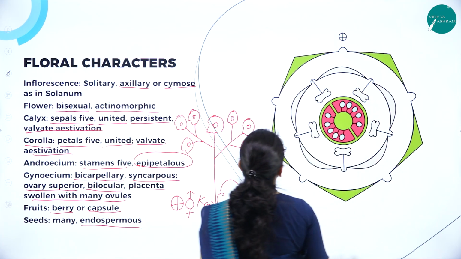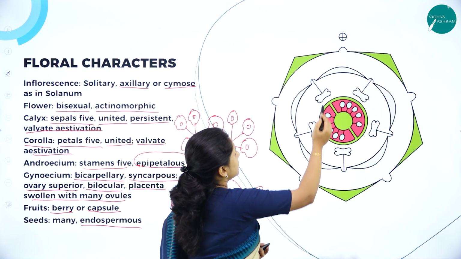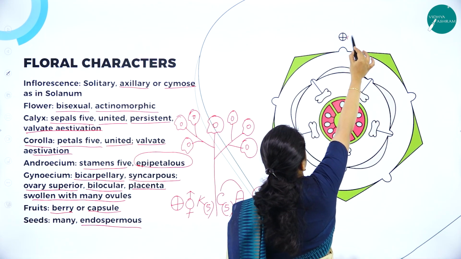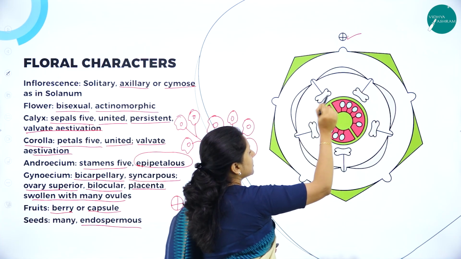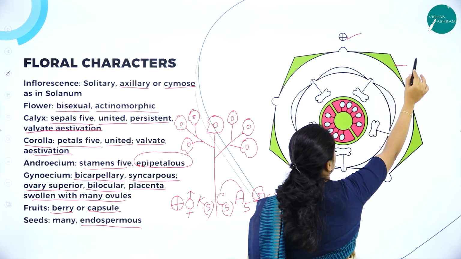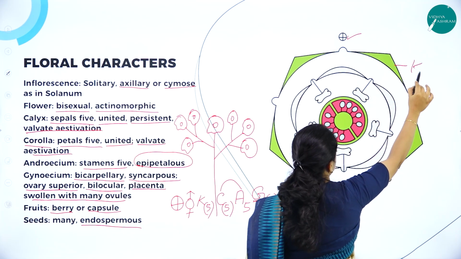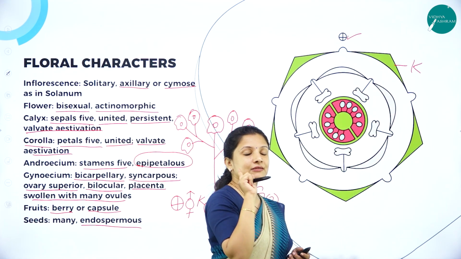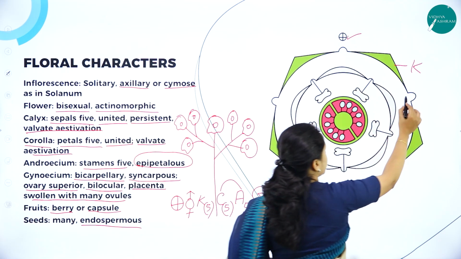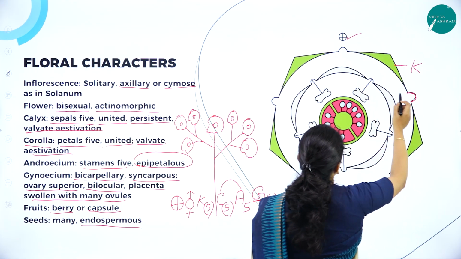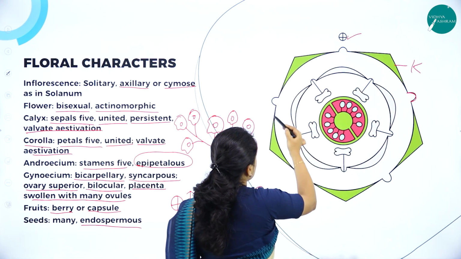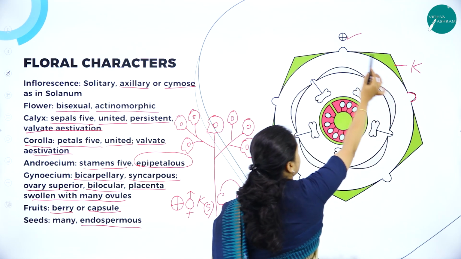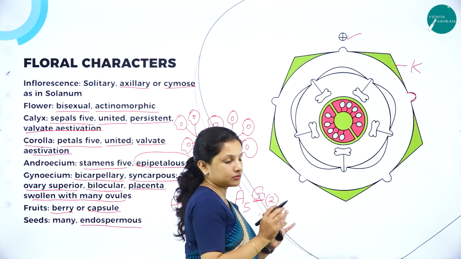Now, talking about the floral diagram, I've written the symbol actinomorphic, written here. Then this is the calyx, so I'll just write it as K. The calyx, the sepals are fused, right? So because it is fused, we put the symbol here. And what was the aestivation? Valvate, wherein only the margins are touching. No overlapping. So it is valvate.